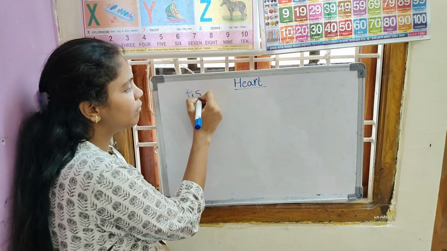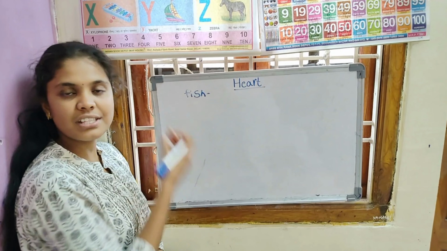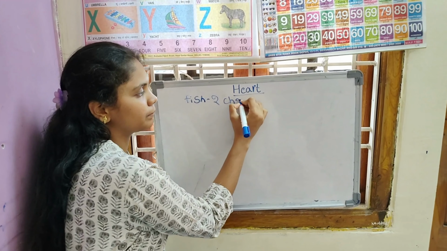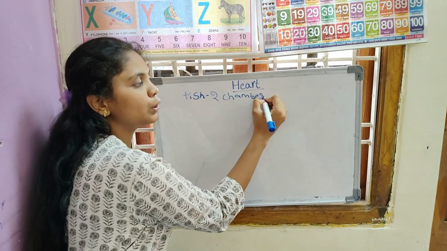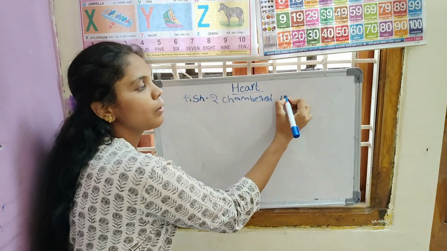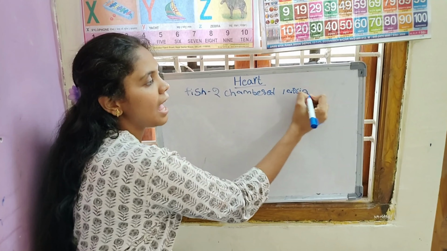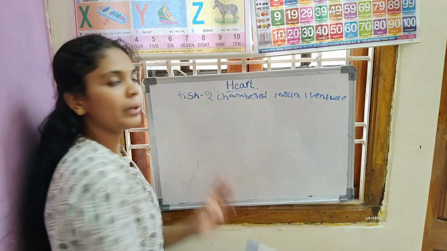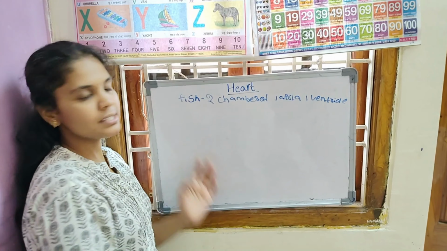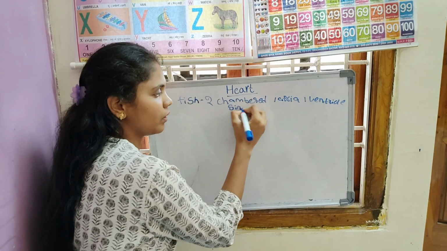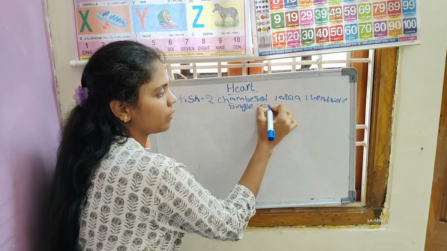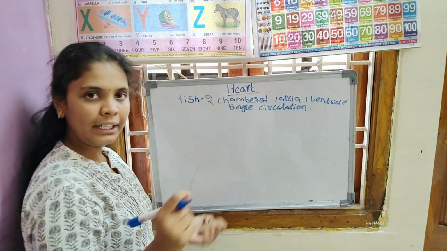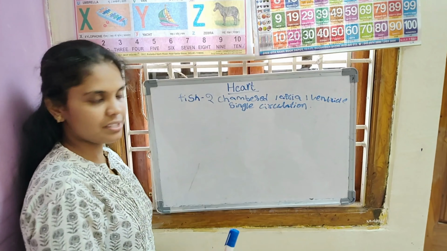For example, let us take a fish, which is an aquatic organism. It has a two-chambered heart. In the two-chambered heart, it has one atrium and one ventricle. Here we can see single circulation. Single circulation means the blood enters into the heart only once.